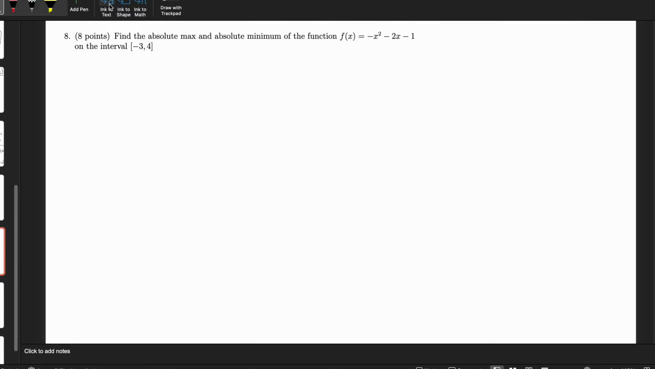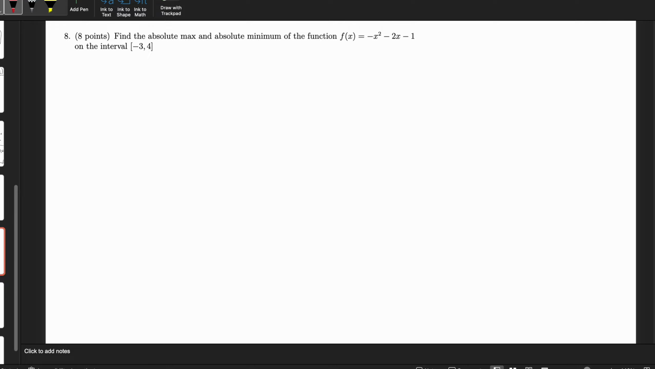Good. Find the absolute maximum and minimum of this function. Okay, that's doable. This is very easy. Okay, let's see here. Now I'm looking for my question 8. That's odd. Here it is. Good.